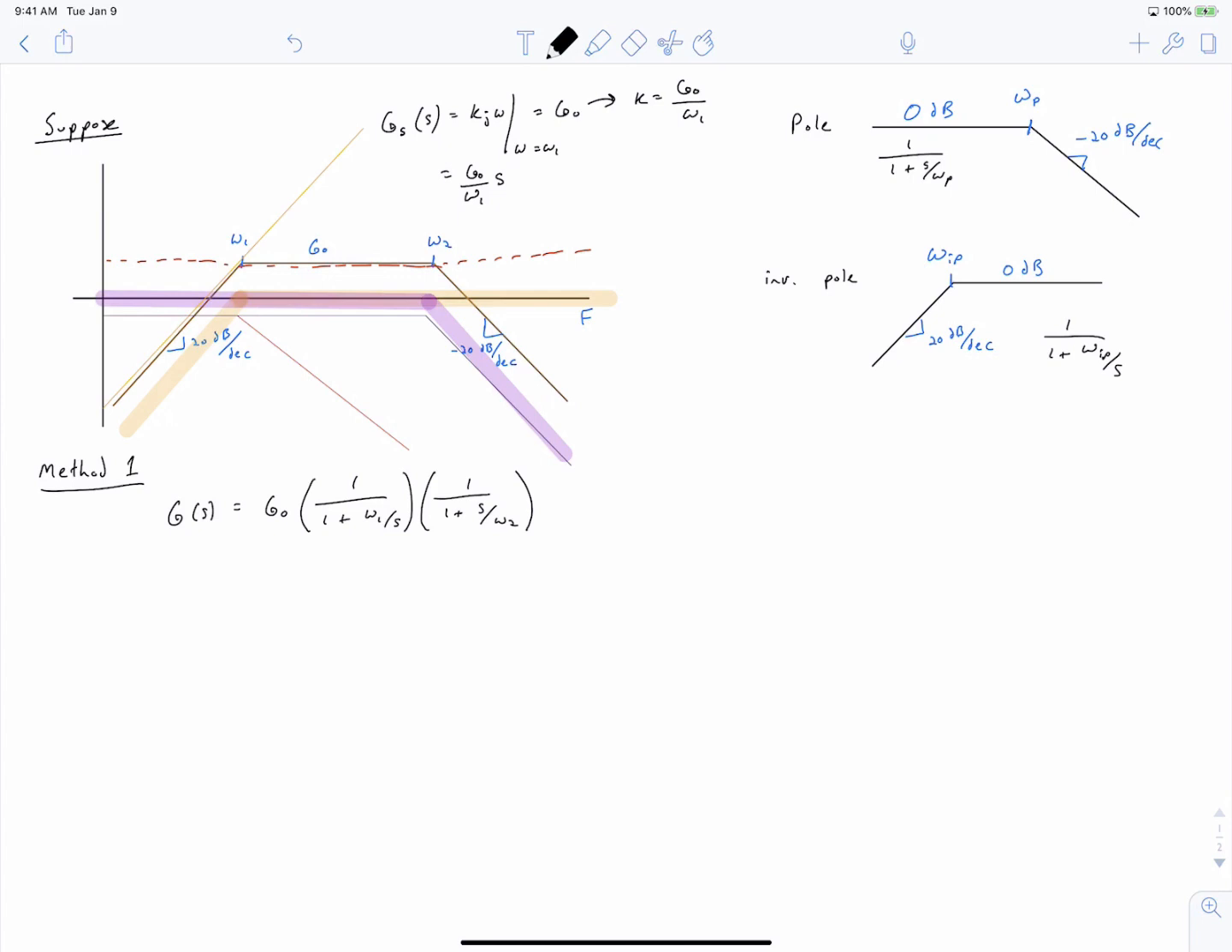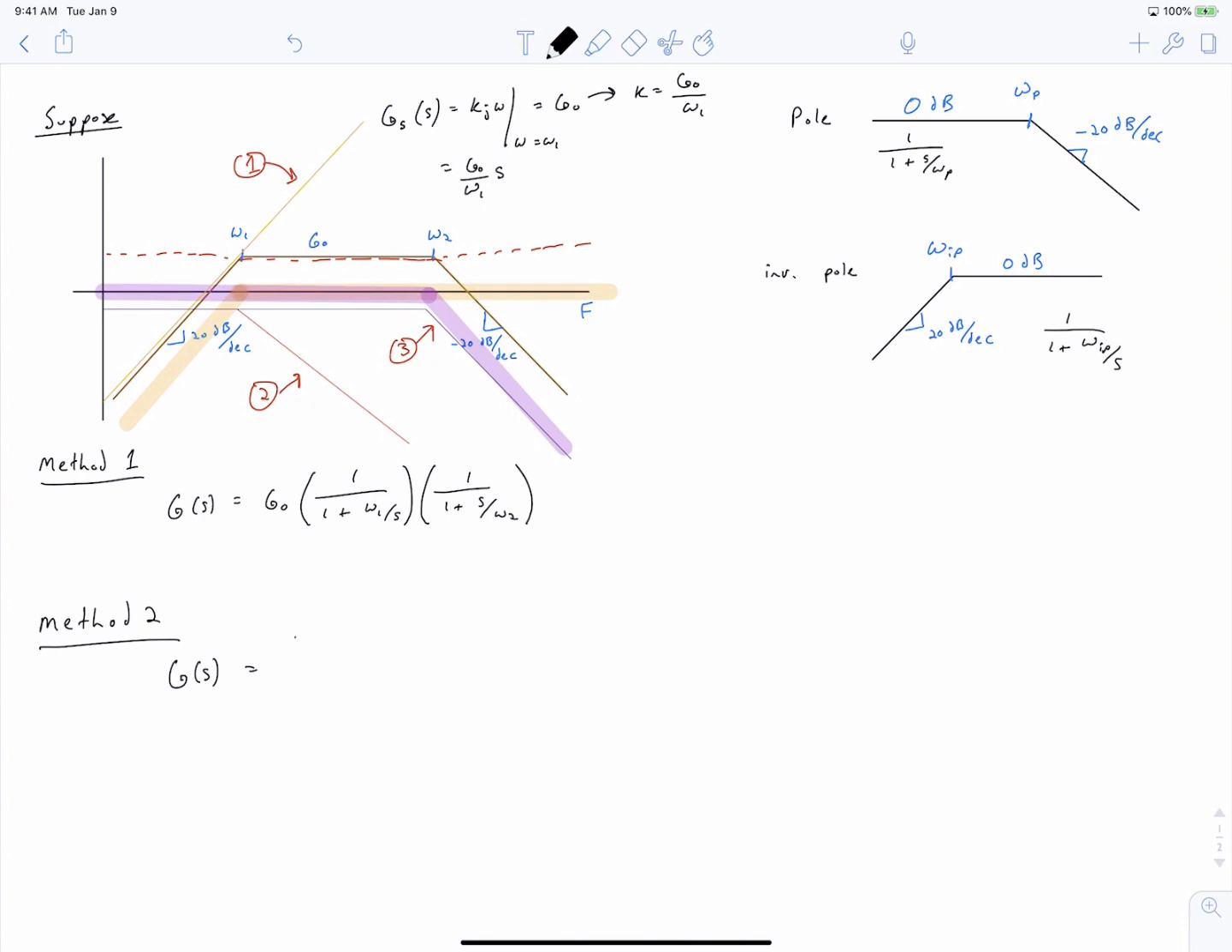And if you're getting confused at this point, that's slightly the point. I'm trying to show you that the second method is more complicated. But it works, it's equivalent. So we'll now combine our three transfer functions. So we're going to combine this transfer function here with this transfer function here and this transfer function here. So we end up having G0 over omega 1 times S.